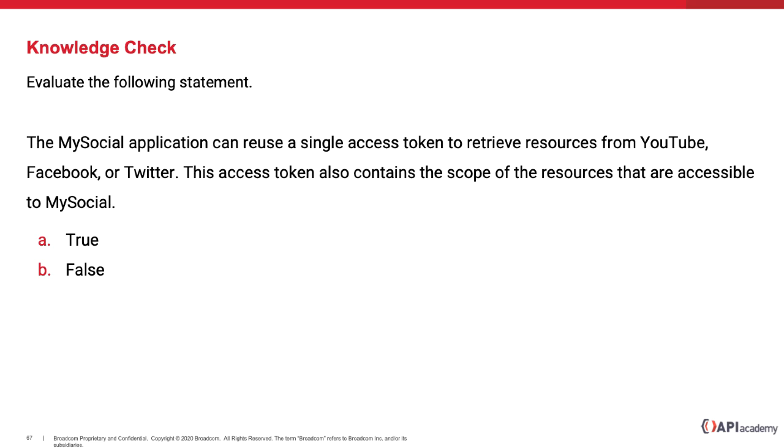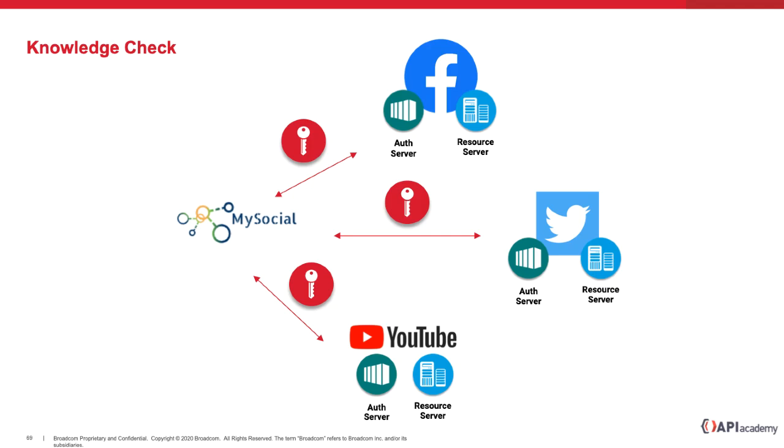This statement is partially true, but the first sentence of the statement makes it B, false. It is true that the access token contains the scope, but MySocial will likely require at least 3 different access tokens, as each of these social media platforms are independent resources, requiring their own separate authorization flows. This also means that each access token would have a different set of scopes.